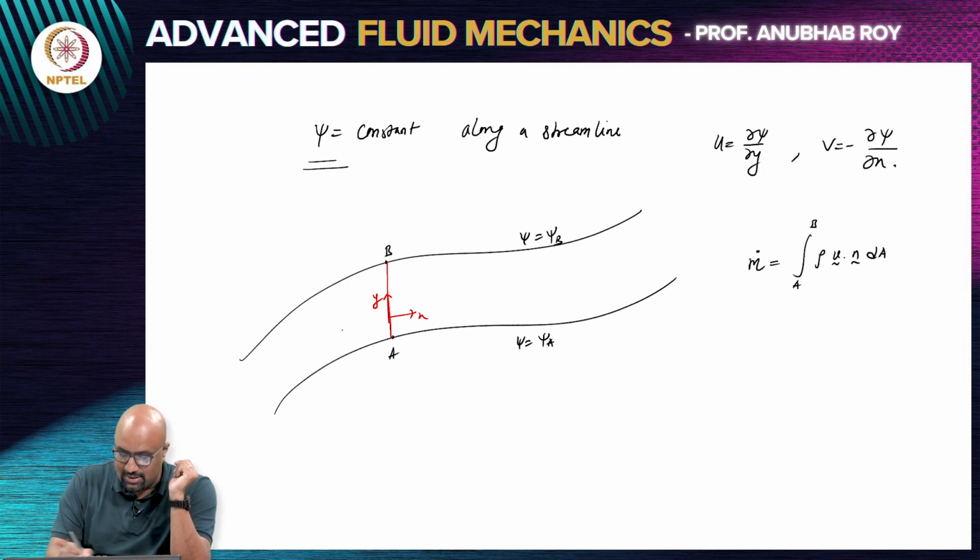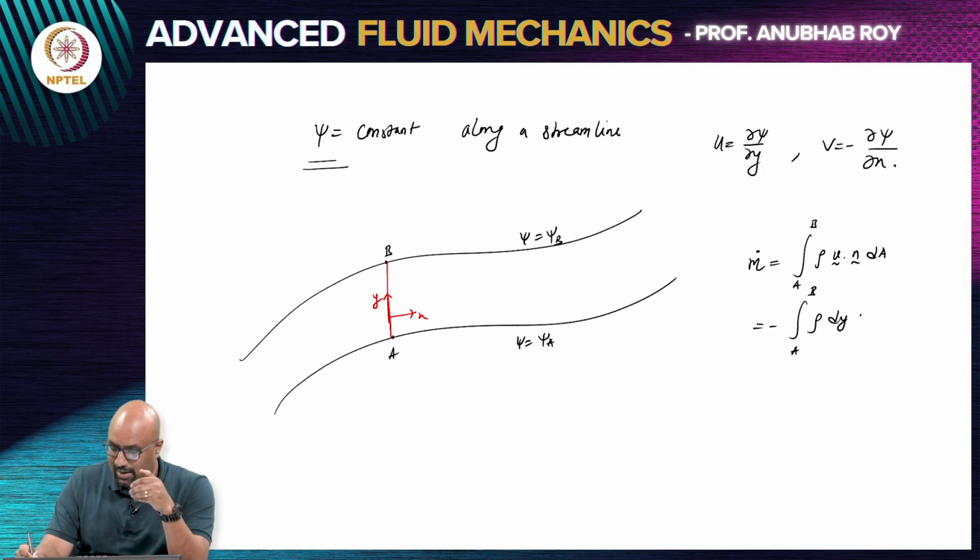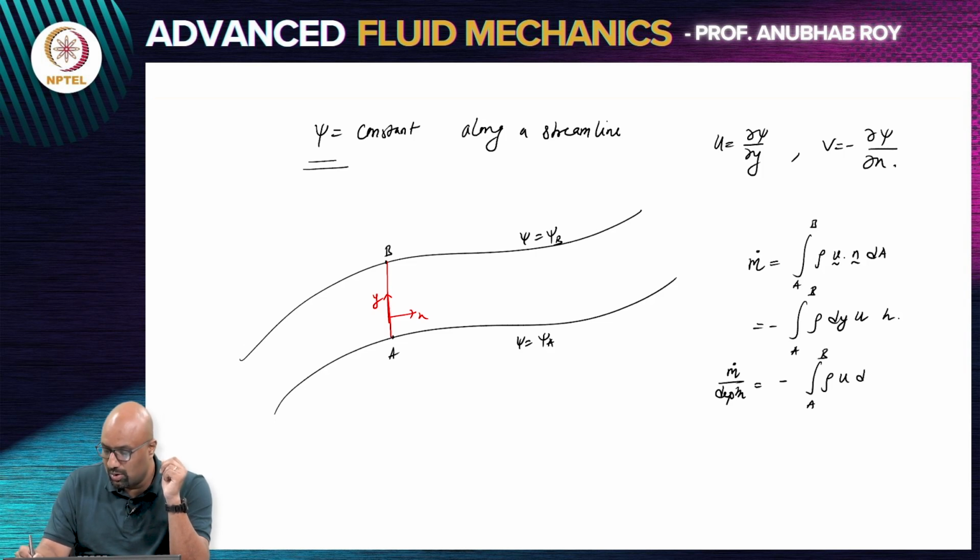If the velocity is directed along x, the normal is outside. So, this is minus integral from A to B of rho dy, and if there is a width coming out of the plane, that would be w. Sorry, I have used w for vertical velocity, so let me just say h. H is a distance that is coming out. So, mass flow rate per unit depth is going to be minus integral from A to B of rho u dy, considering rho to be constant.